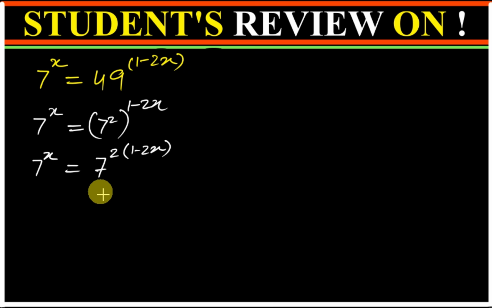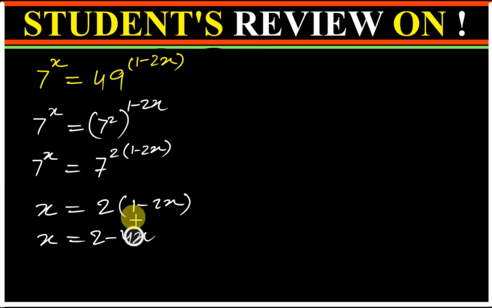Something like this. Now as the bases are the same, therefore these powers must be equal. So we can make this equation: x is equal to 2 times 1 minus 2x. So let's solve it for x. So we'll be getting x is equal to 2 minus 4x. This 2 will be multiplied here and this 2 will be multiplied here as well.